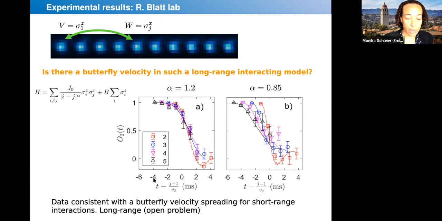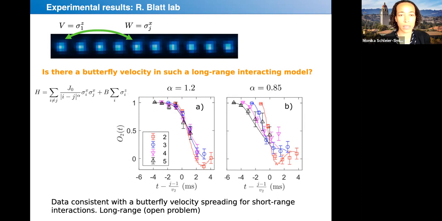If they plot this decay as a function of time minus distance over velocity, these curves collapse onto each other, in the case where this exponent is larger than 1. If the power law starts to become very weak, so the interactions are very long range, then it's less clear whether this is the right way to think about it, whether there's this characteristic velocity in the system.